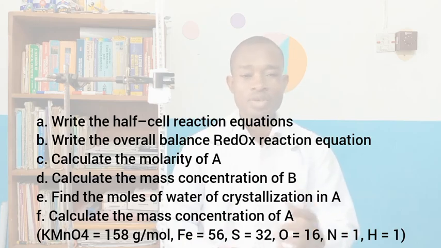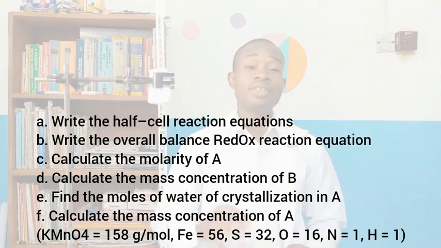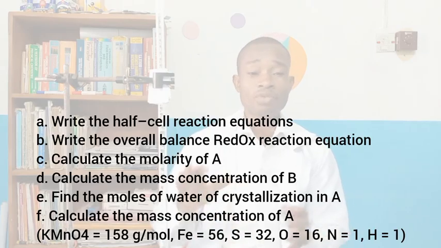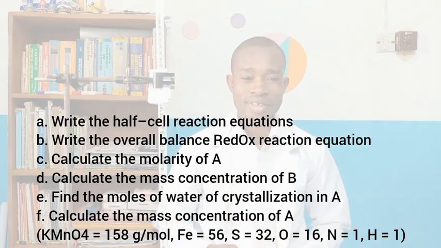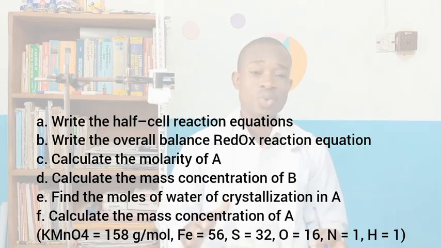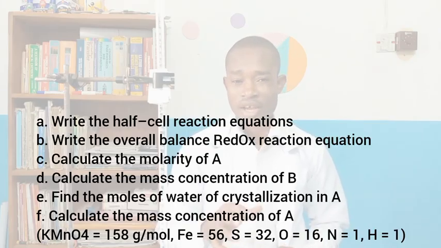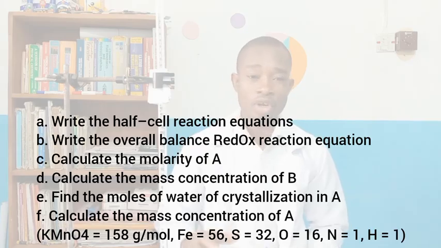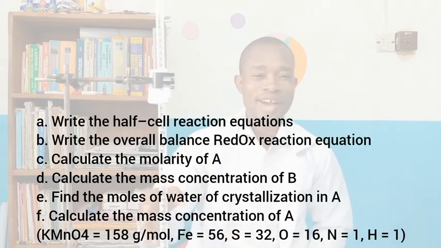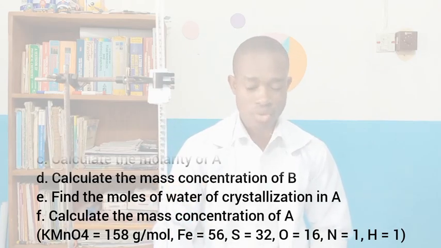The E part of the question, we are going to determine the number of moles of water of crystallization. And then finally, we are going to calculate the mass concentration of A. So these are the questions we are going to respond to after having obtained our titer value, our average volume of the titrant, average volume of potassium manganate 7 used.